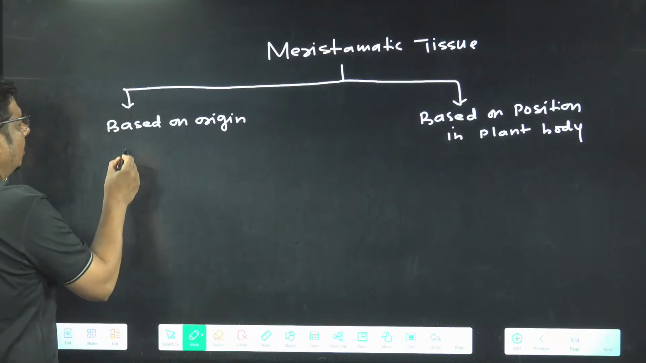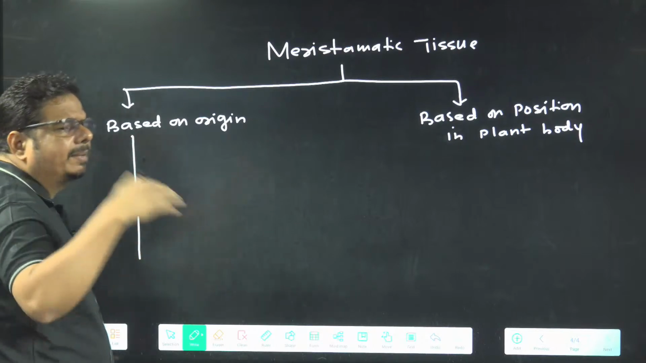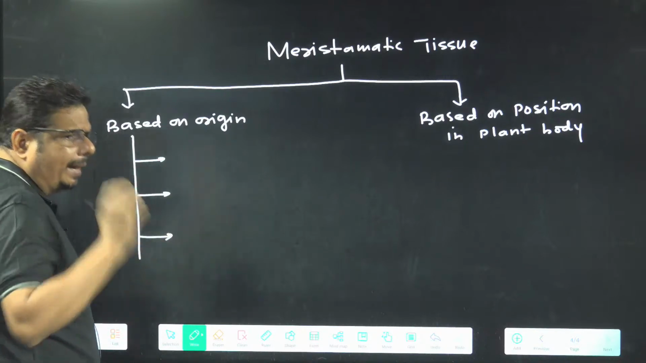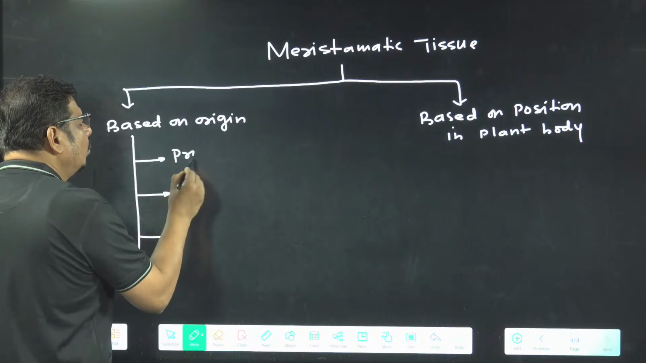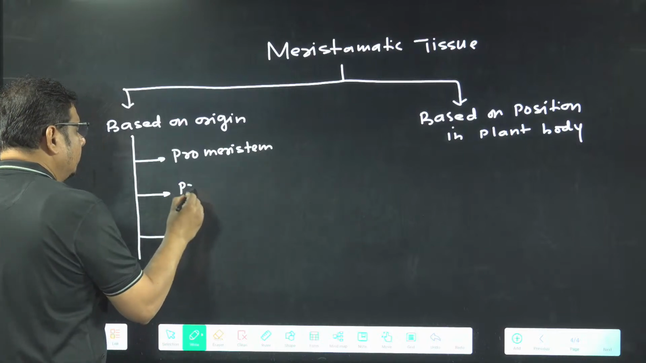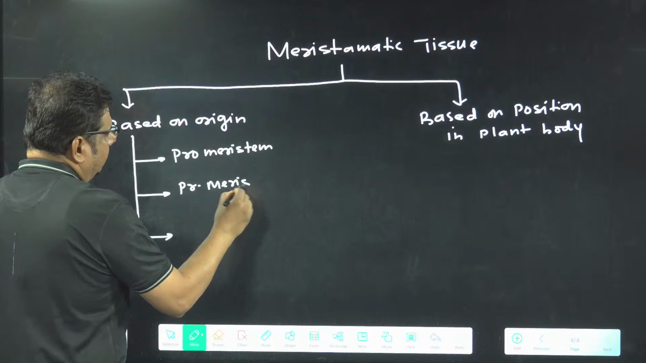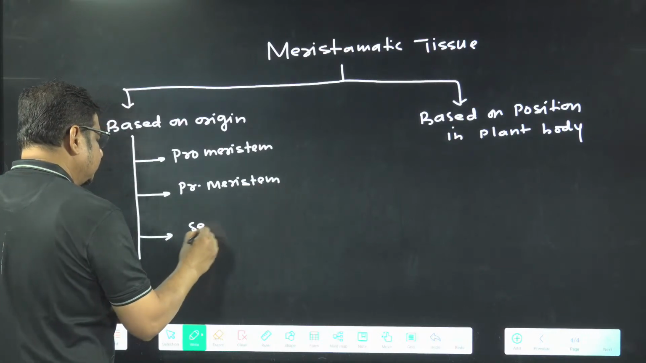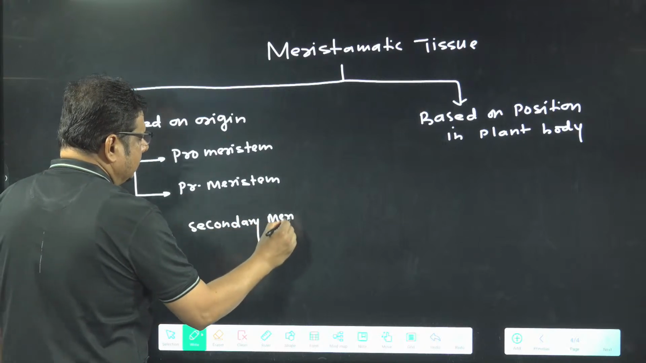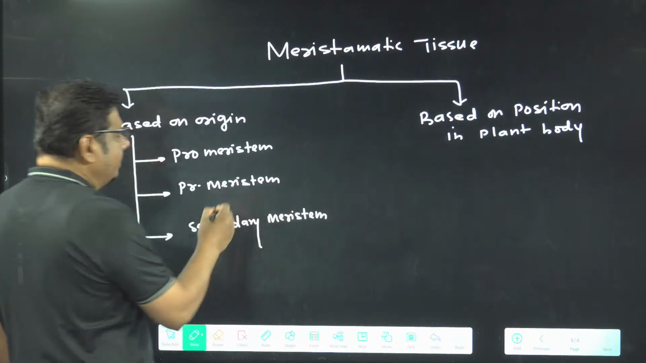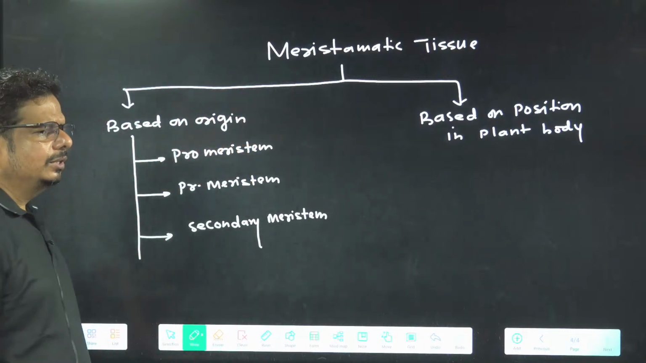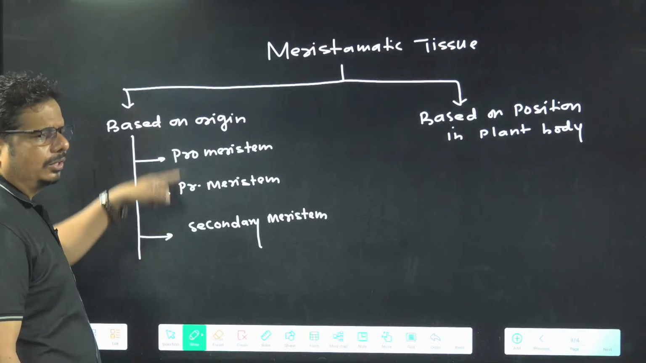Based on origin means who came first, who came later. We will deal here with three types of meristem. NCERT wrote two types. Which one is not written in NCERT? Promeristem. Promeristem, primary meristem, and secondary meristem. NCERT wrote only about primary and secondary meristem. NCERT did not write about promeristem. So these are the classification of meristem based on origin.